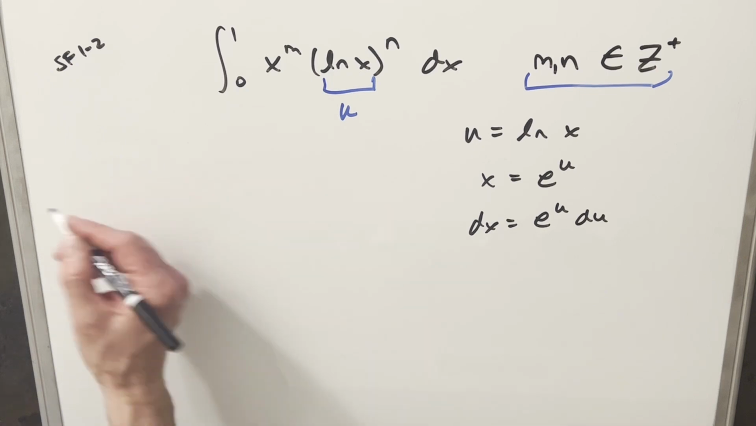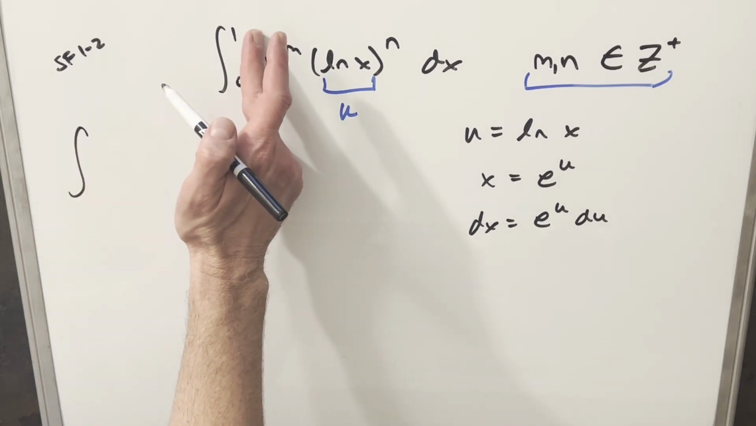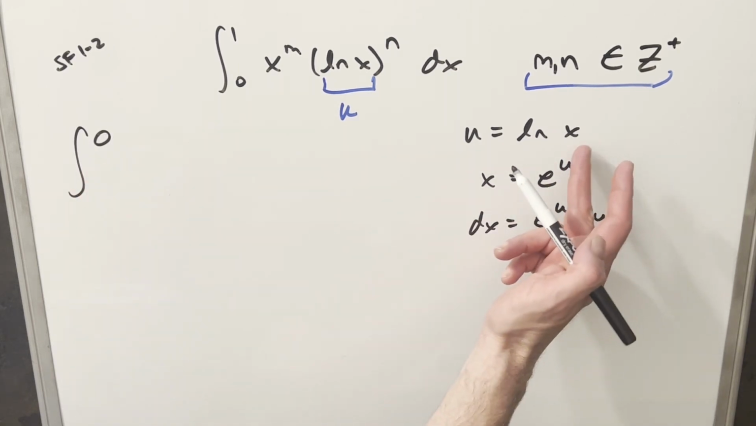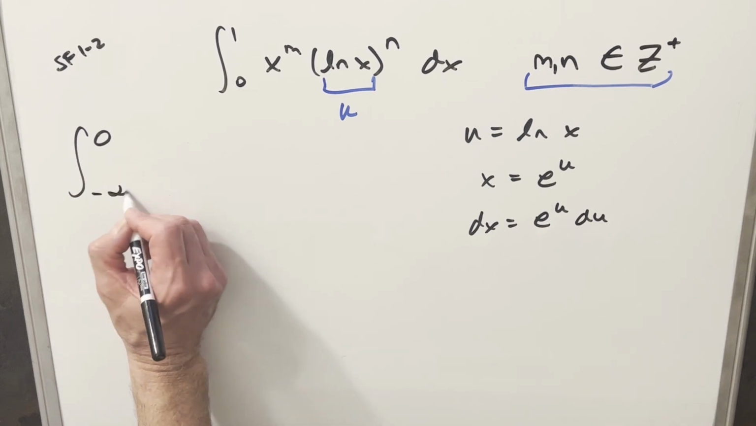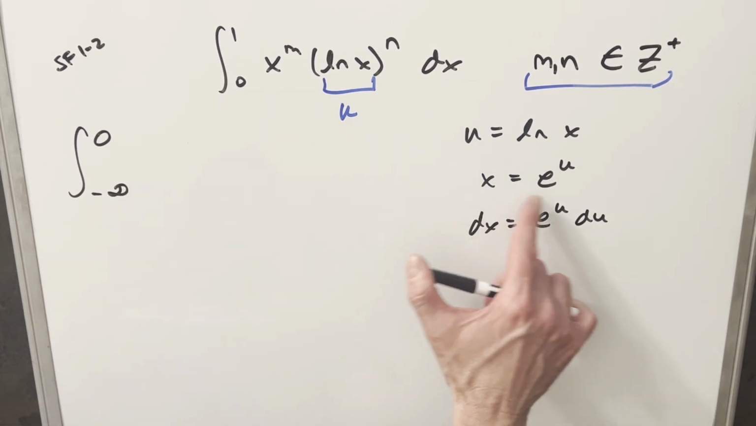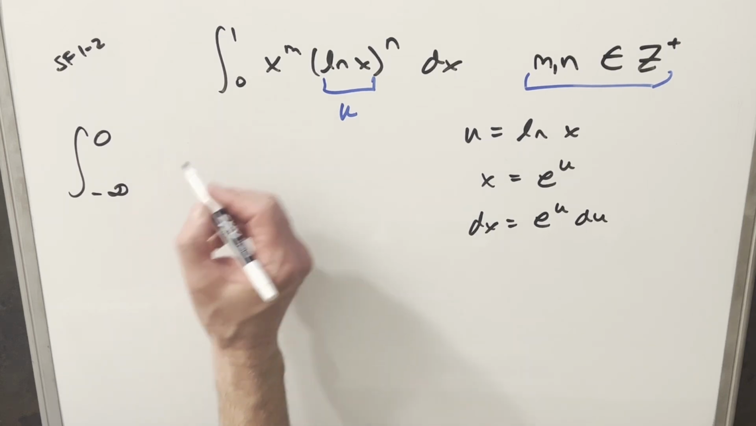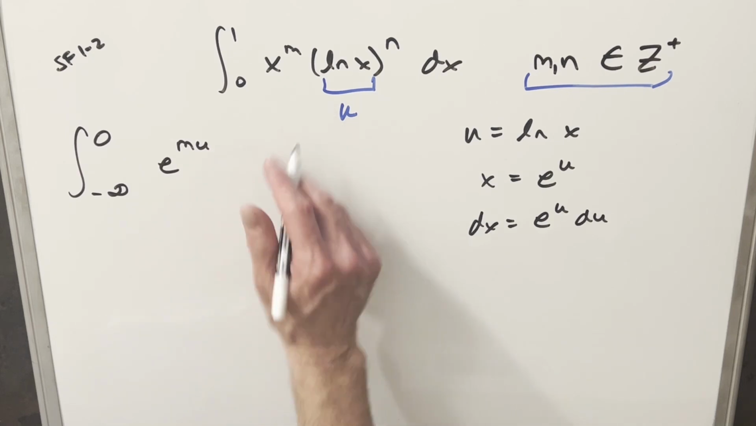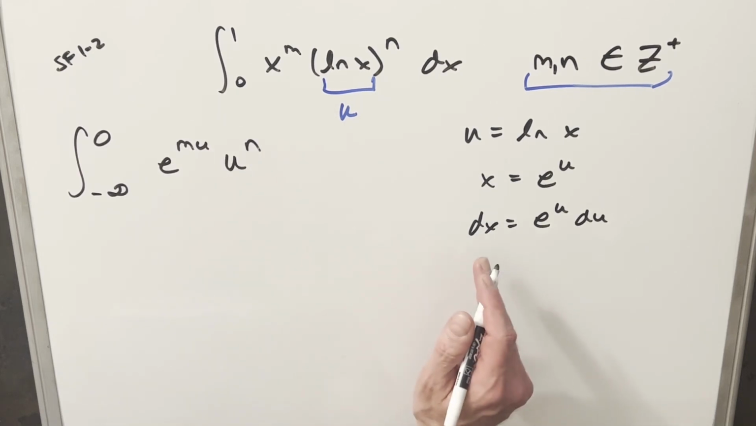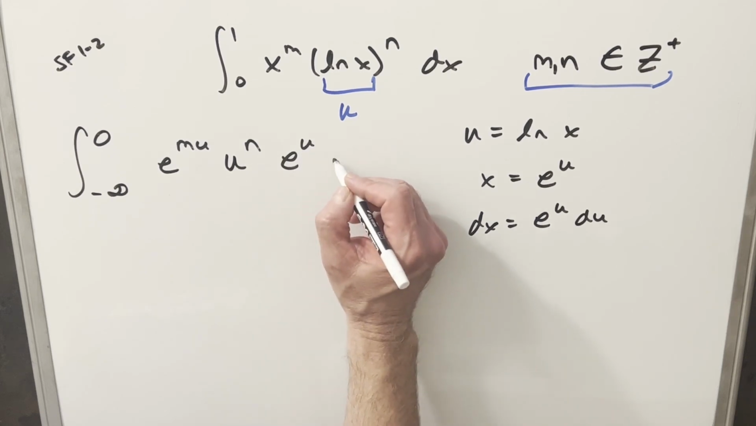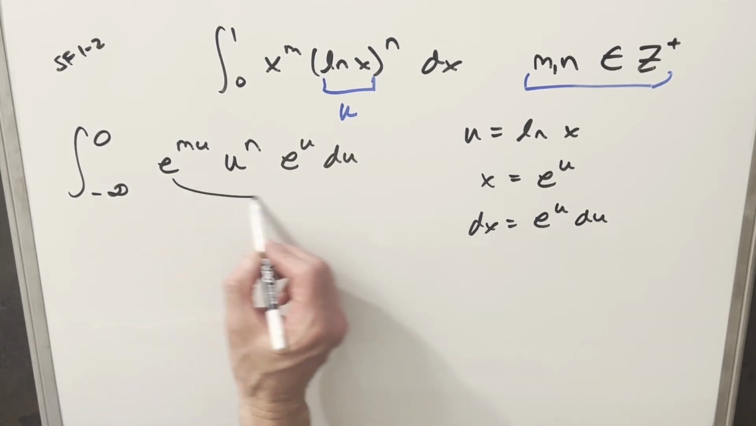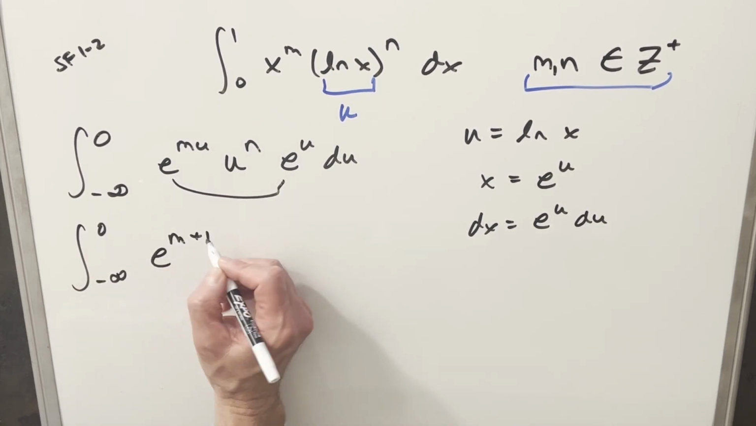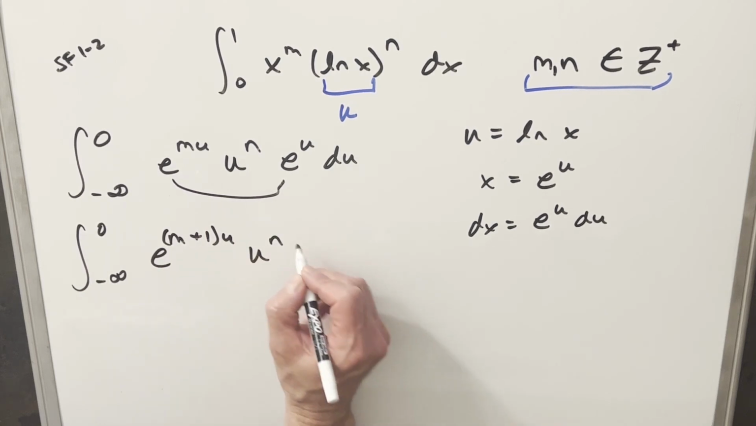Then from here, let's substitute. First, we'll update our bounds. Plugging in 1, natural log at 1 is 0. Plugging in 0, natural log at 0 is minus infinity. Then substituting everything else, x is e to the u, so I can write this term as e to the mu, multiplying in the m on the exponent. ln x is u, so this is u to the n. Our dx is e to the u du. We get the same base here, so I can combine and write the exponent as (m plus 1) times u, and then copy down everything else.